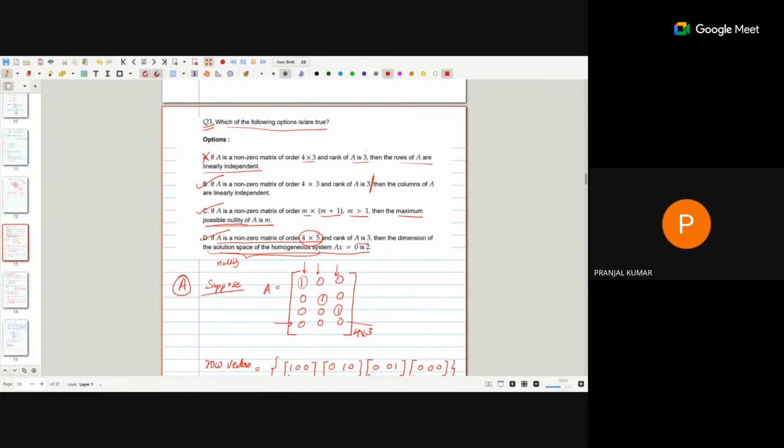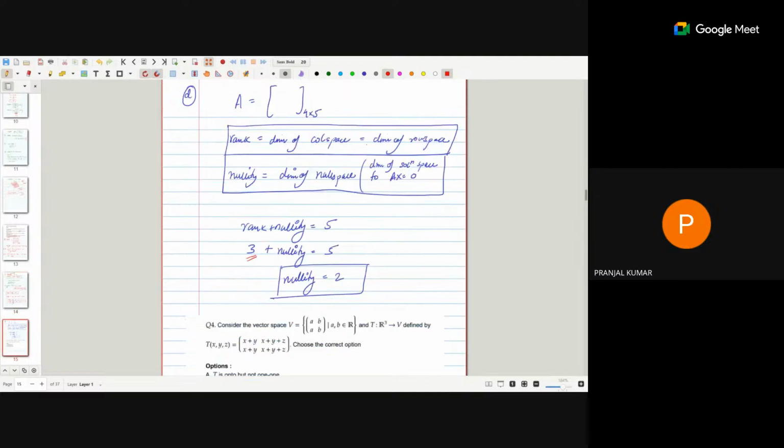Option B. Okay. So see, rank of A is 3. This means that all the columns have pivots. When all columns have pivots, all those are linearly independent. Is this clear? If any of the columns was missing a pivot, then we would have said that columns of A are not linearly independent. But here you can see that none of them is missing a pivot. Okay, so I will move on to the next question now.